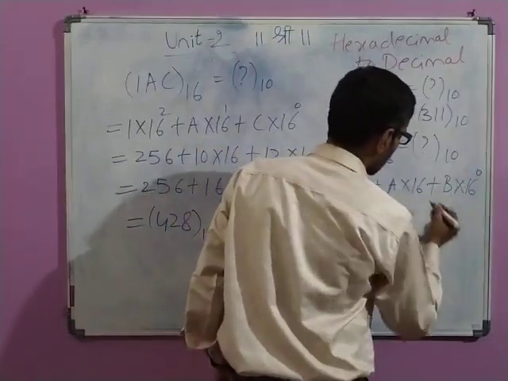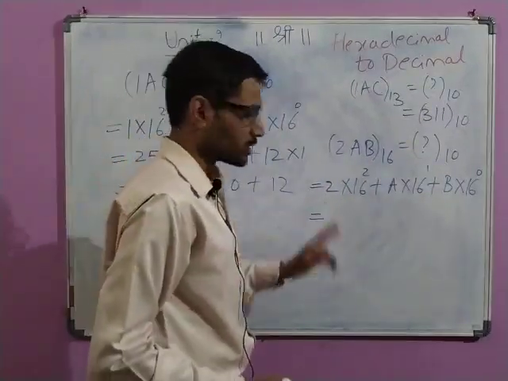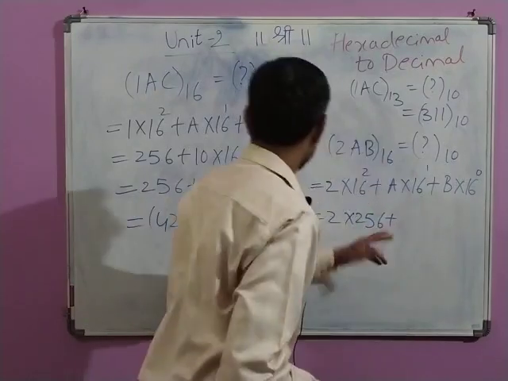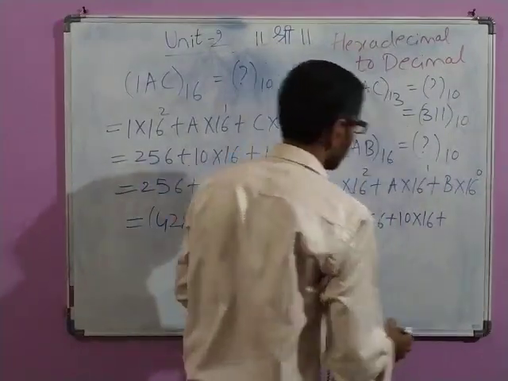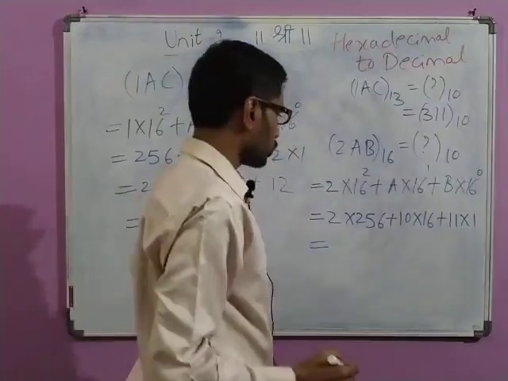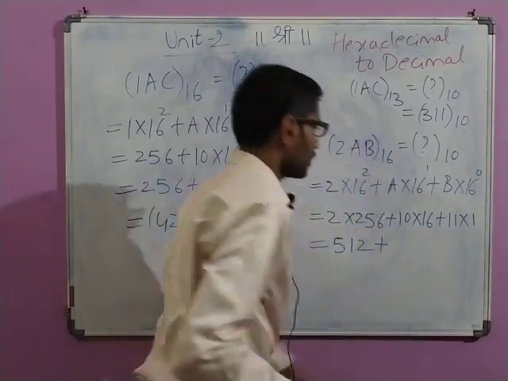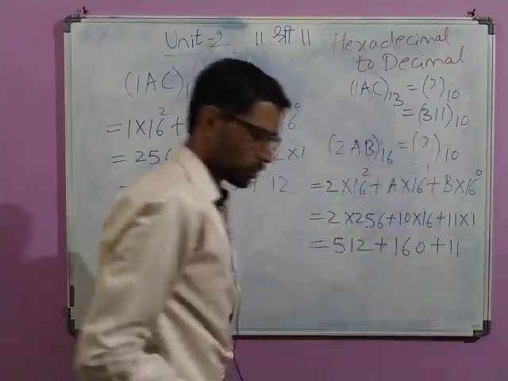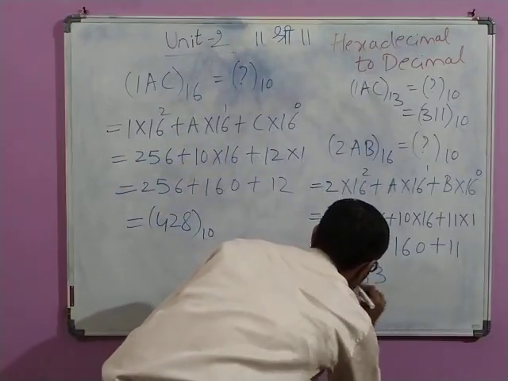So for the beginning you can write 16 raised to 0, 16 raised to 1 and 16 raised to 2. And 16 squared will be 256. 2 into 256 plus A, which is again 10, so 10 into 16. Here we have B, which is 11, 11 into 1. So this will be 256 into 2, it will be 512, 512 plus 160 plus 11. So now if you take this, it will be 683, 683 to the base 10.